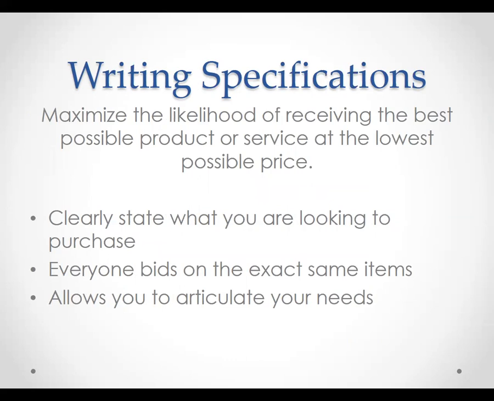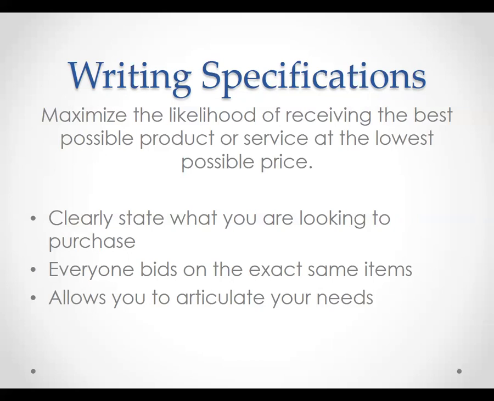Writing clear and detailed specifications maximizes the chance of receiving the best possible product or service at the lowest possible price. You clearly state what you are looking to purchase, articulating your requirements. Everyone bids on the exact same thing, with everyone on a level playing field. For the informal process, write down exactly what you are purchasing and ask each vendor you call for the exact same thing. Don't ask one vendor for orange carrots to be delivered on Tuesdays from 10 to 11 and another vendor for multicolored carrots to be delivered whenever the vendor wants to deliver.